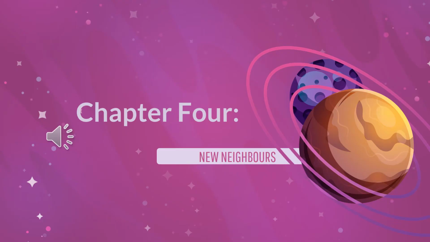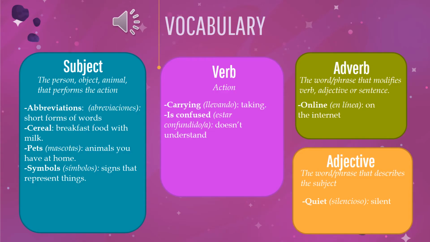Chapter 4: New Neighbors. This time, the vocabulary section is divided into 4 parts: subject, verb, adverb, and adjective. Let's go with the first part, the subject. Here we find the following words.